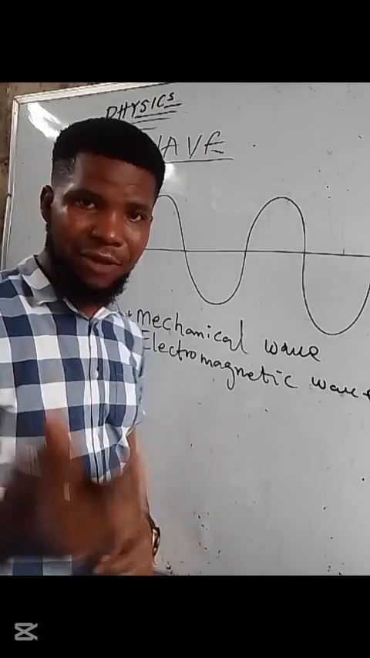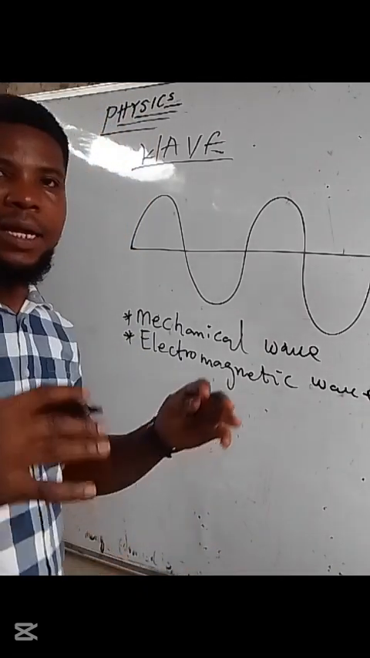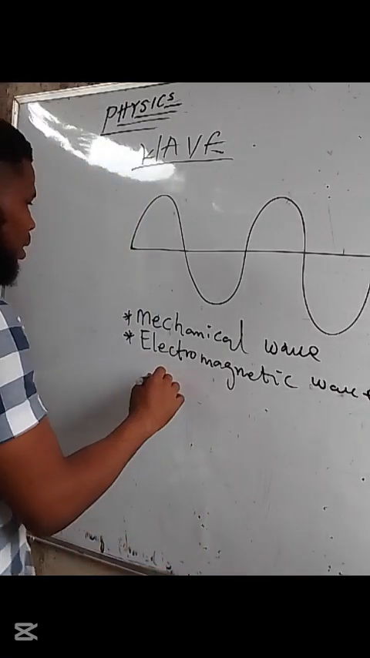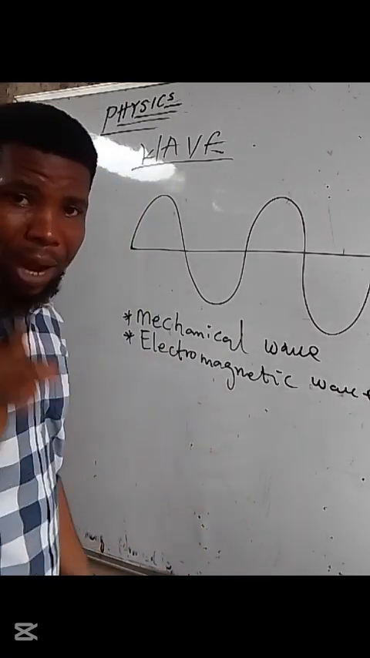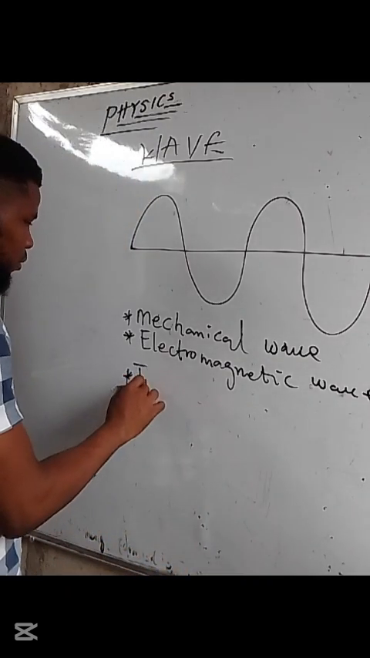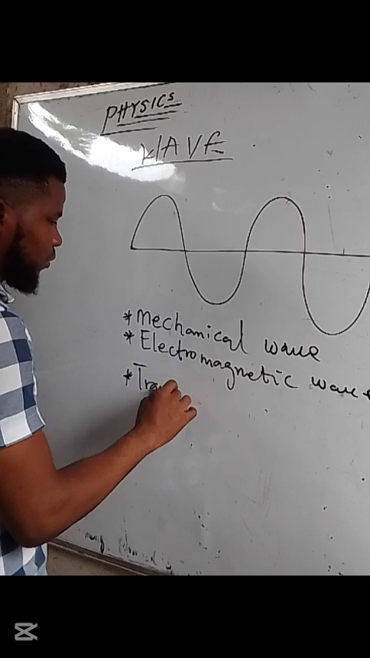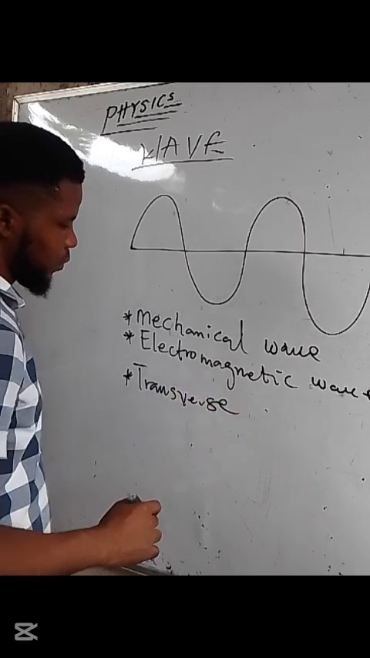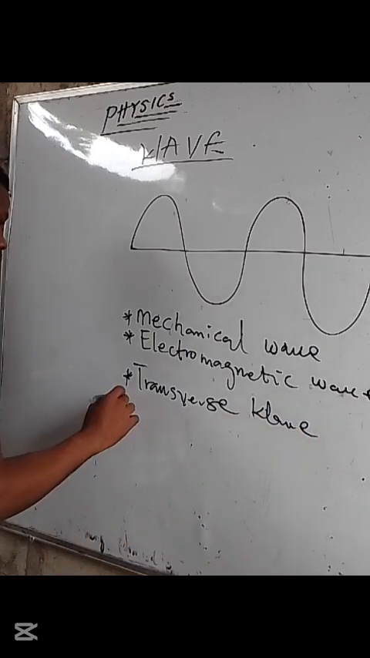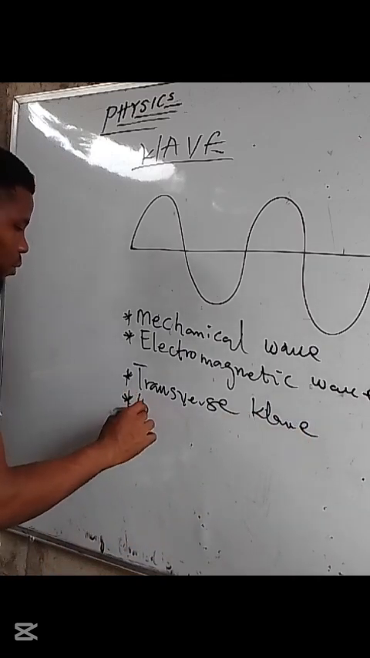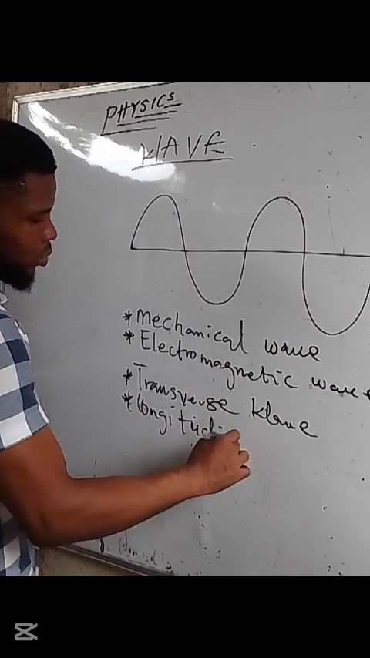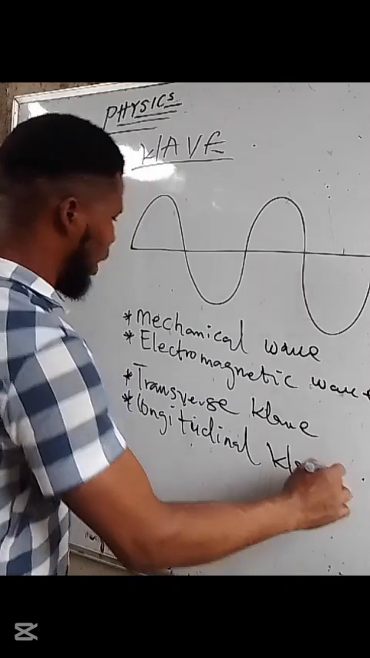Waves can also be classified in terms of their nature of vibration and propagation. So now, in terms of nature of propagation or vibration, we have transverse wave and longitudinal wave. So what is a transverse wave?